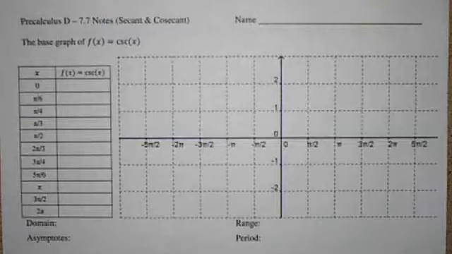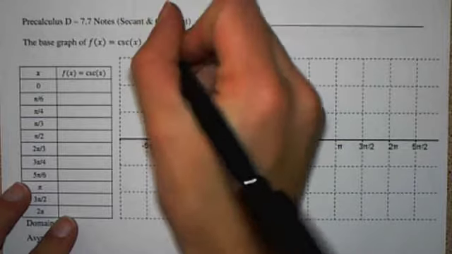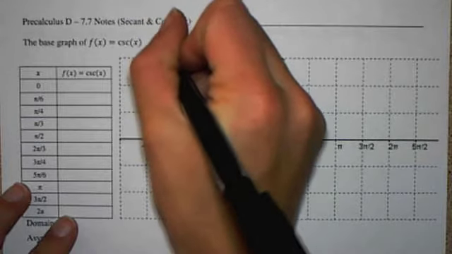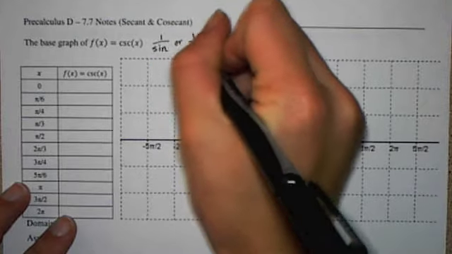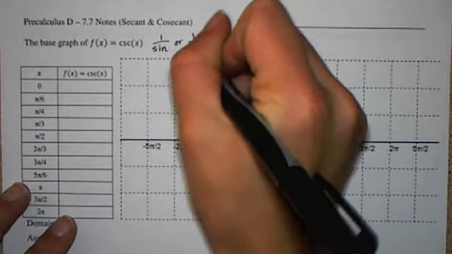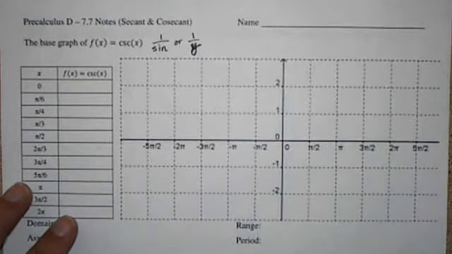Okay, so we're going to look at cosecant and secant. We're going to start off by looking at what the parent function is. We're going to go back to our unit circle because cosecant is related to sine. Cosecant is 1 over sine, which in other words would be 1 over the y-coordinate on the unit circle.